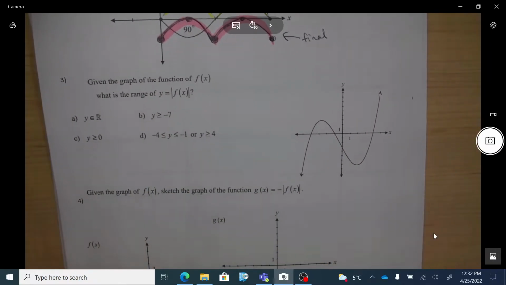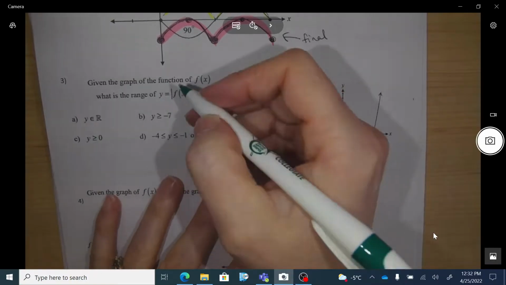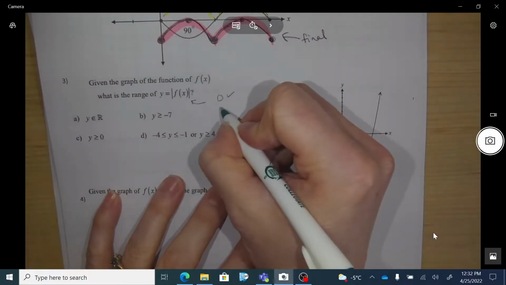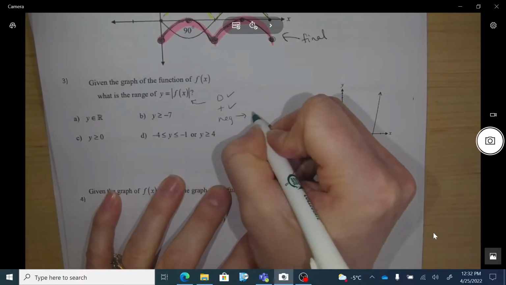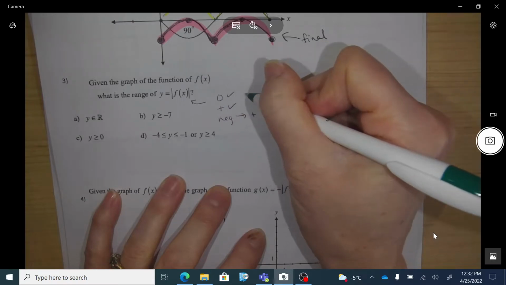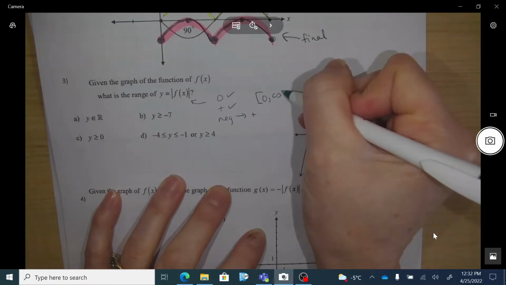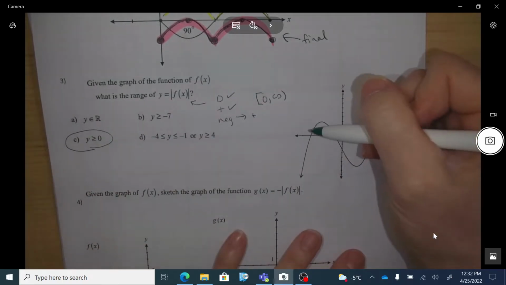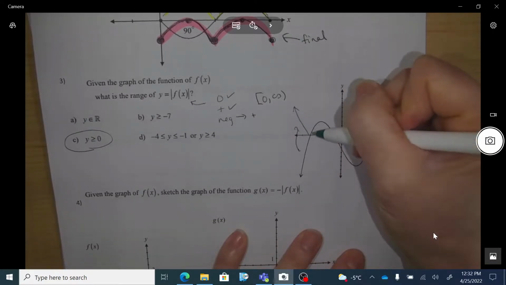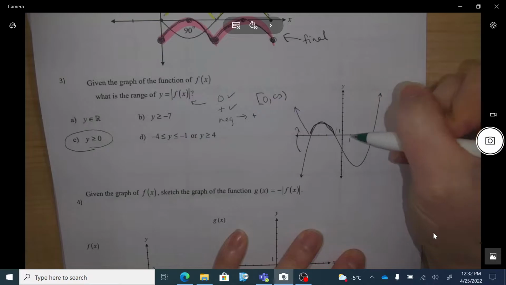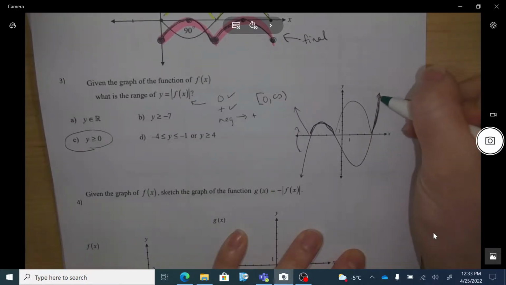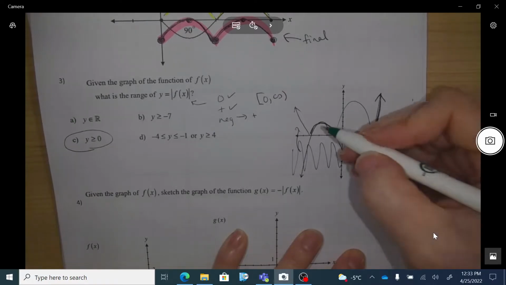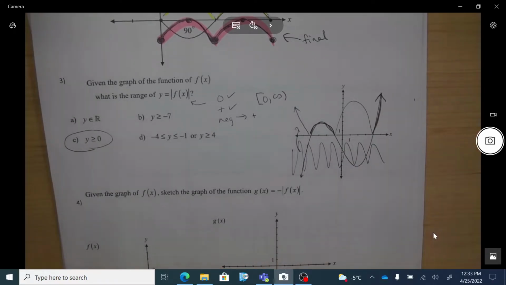Okay, number 3, given this, what is the range of the new graph? So remember what the big idea is. Absolute: 0 works, positive works, negative switches to positive. So the lowest would be 0 and the highest would be positive. So that would be C. And if you thought about it, this would change, this would stay, this would change, and this would stay, and that would not exist. Okay, that would be the idea.